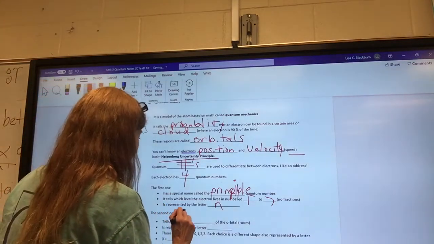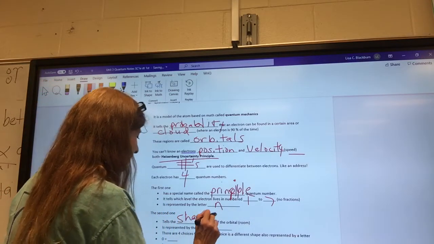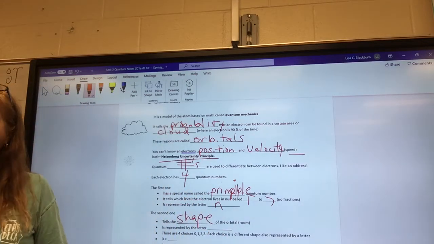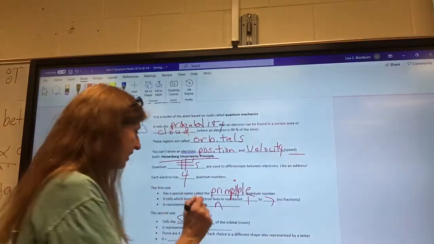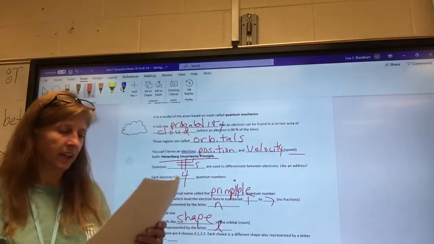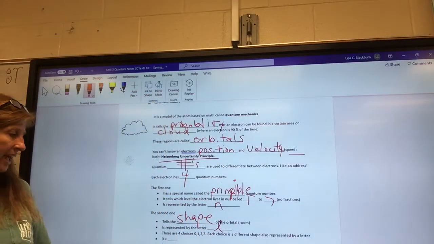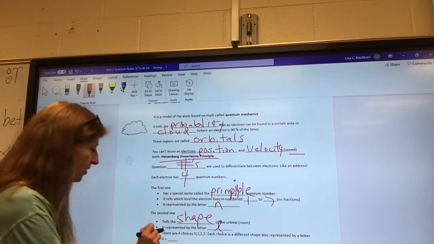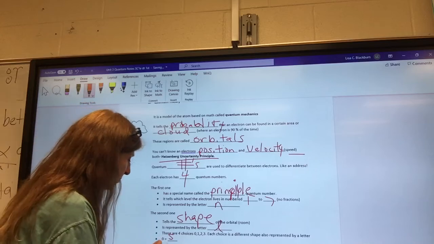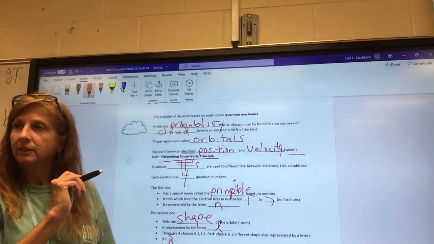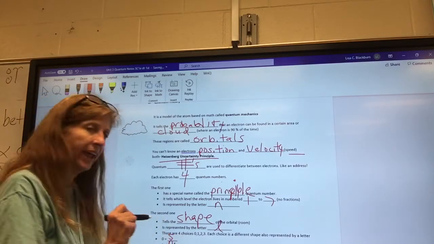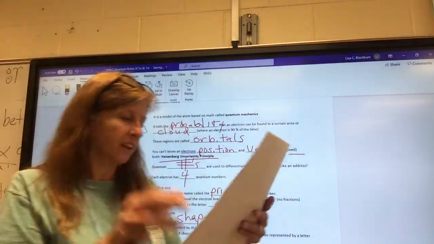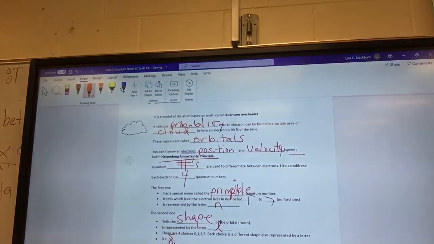The shape is represented by the letter L in cursive. There are four choices. S for sphere, P for dumbbell, D for the fat pluses, and F for fuzzy. Y'all are doing so good.